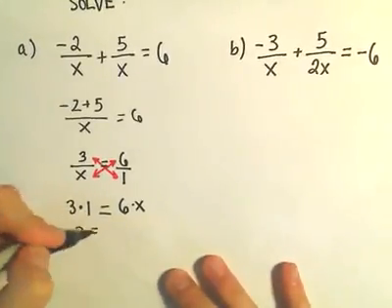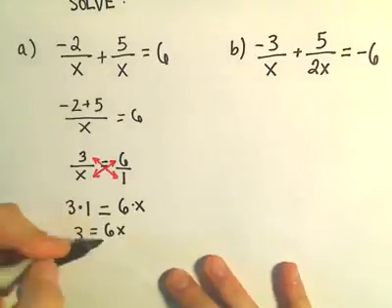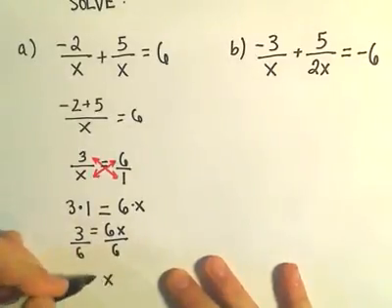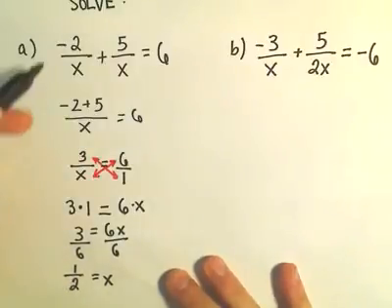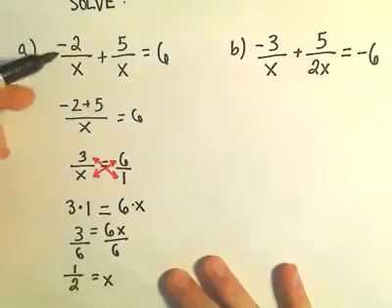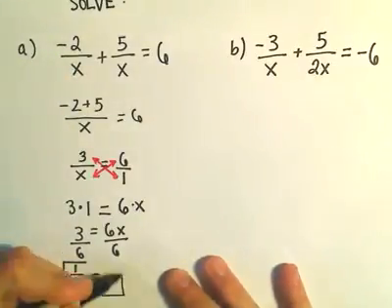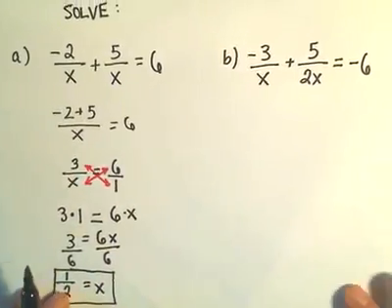Now we just have 3 equals 6x, and if we want to solve for x, we simply divide both sides by 6, and 3 divided by 6 would be the number 1/2. You can check that if you plug 1/2 back into this original problem, when you plug it into the left side, we will get 6 out as our solution.